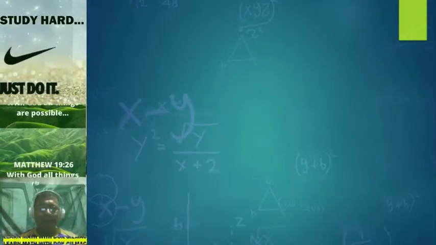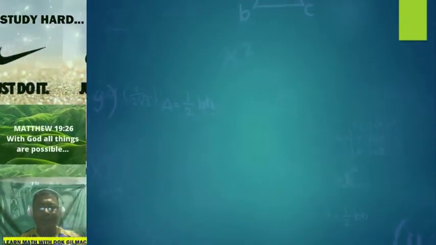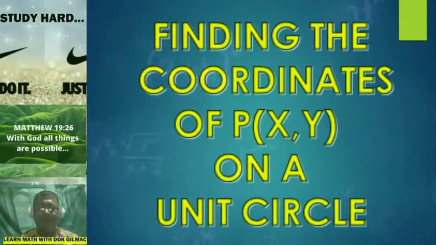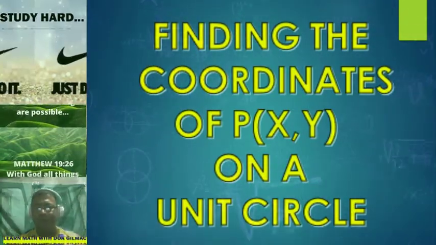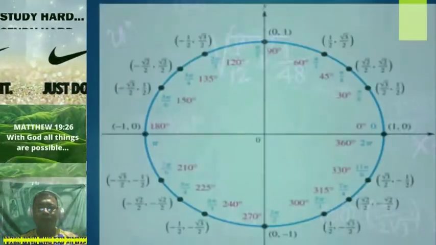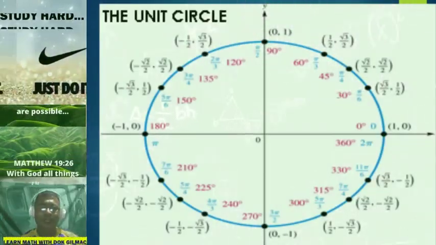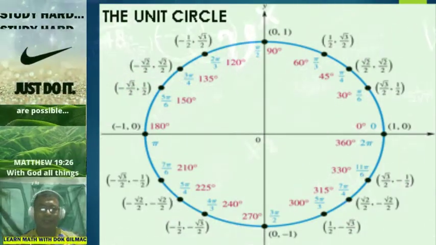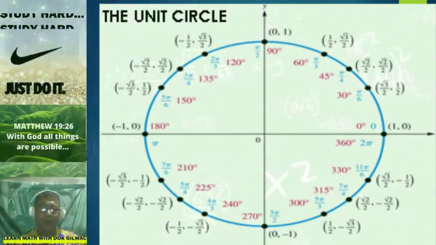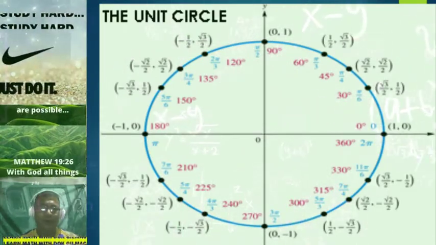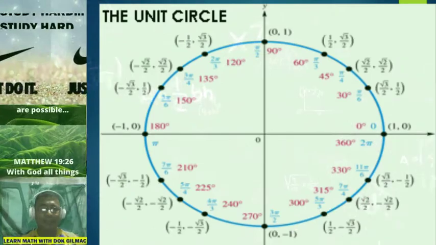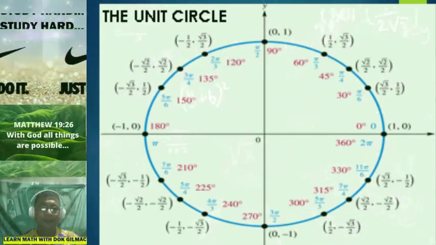Alright, let's begin. The topic I will be discussing for today's lesson is all about finding the coordinates of P of xy on a unit circle. Consider the unit circle here, class, from 0 degrees to 360 degrees. We have here the coordinates for both cosine and sine functions, or the x and y coordinates.